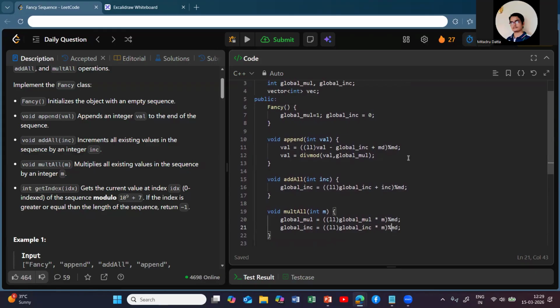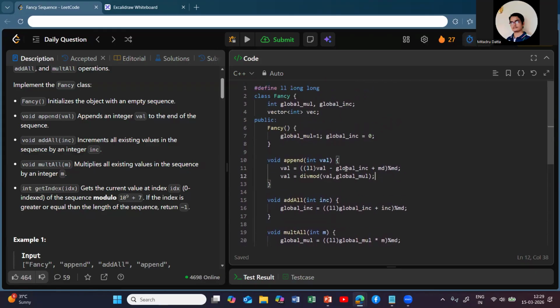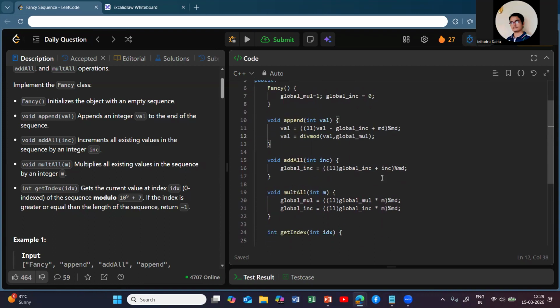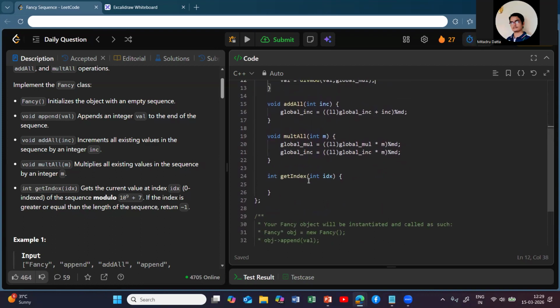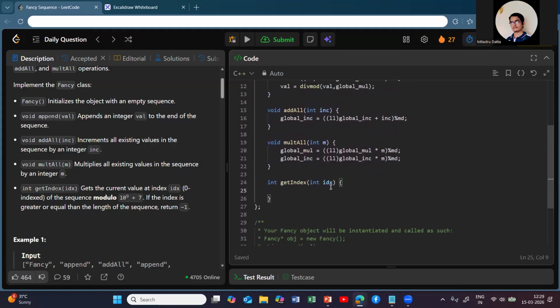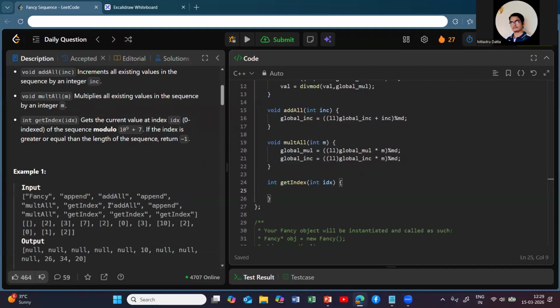You see, a simple O of one operation. This div mod will give you O of log n operation. We will write that and understand it later. Now, get index at a particular index. In the question it is also told that if the index is greater than or equal to the length of the sequence, return -1. So you can just check if idx happens to be greater than or equal to wave dot size, then you return -1.